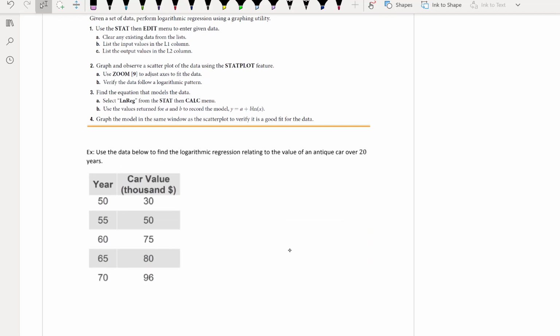So it says use the data below to find the log regression relating to the value of an antique car over 20 years. And you're just like, okay, so if it's talking about the log regression, I know on the calculator, I'm going to be looking at my ln regression. So ln regression, natural log regression. And I know that the general equation is really going to be that y is equal to a plus my b times my ln of x. That's going to be my general.